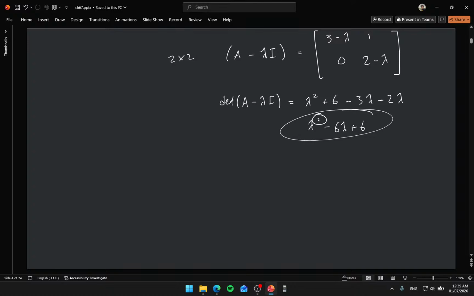So the degree of the characteristic equation depends on the dimension of the coefficient matrix A minus lambda I. So if it's a 3 by 3, then I get a cubic characteristic equation. If it's a 2 by 2, I get a quadratic. If it's a 4 by 4, I get a polynomial to the power of 4. Algebraic multiplicity and geometric multiplicity, I'll talk about them later when we start solving. I'll talk about it while solving.